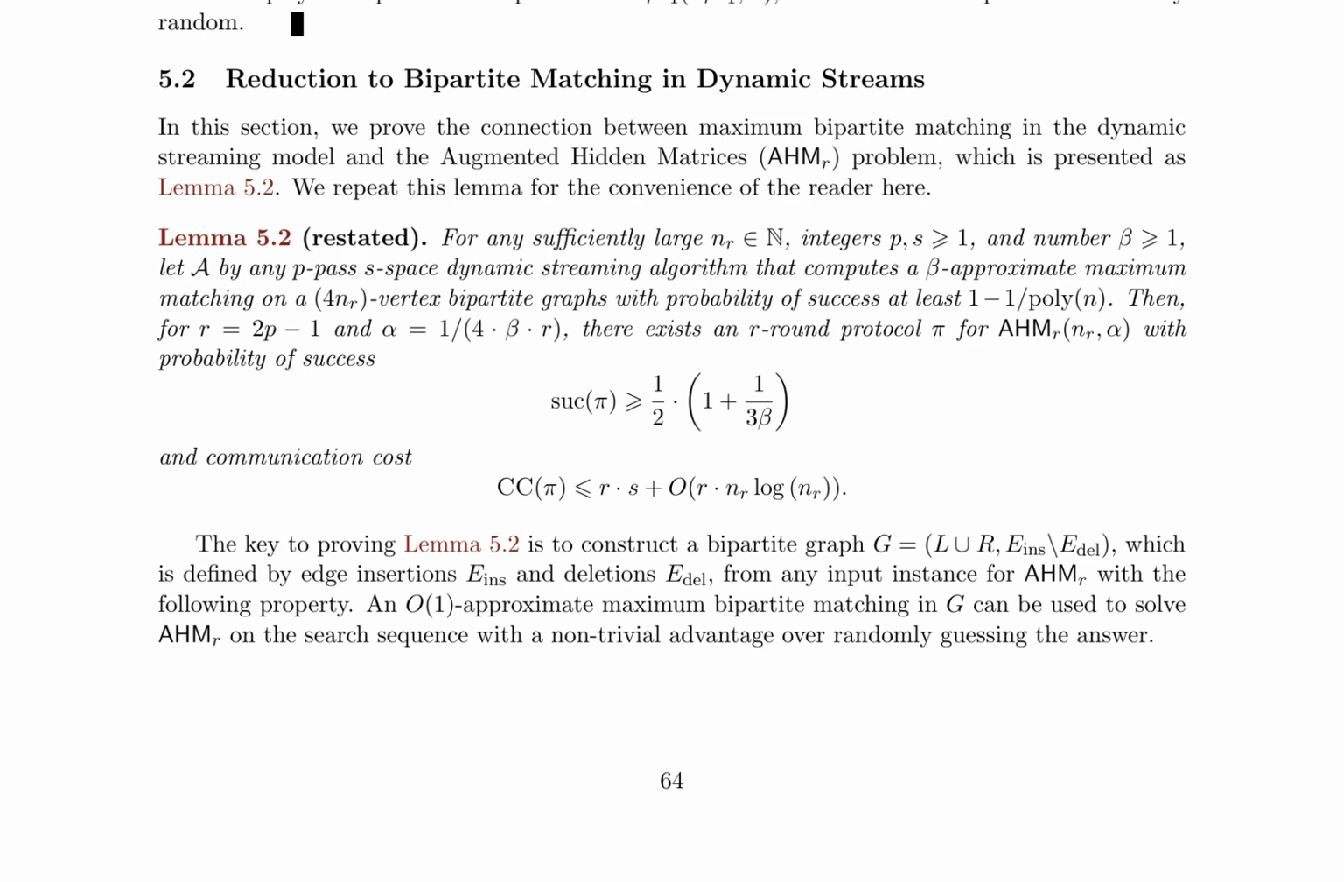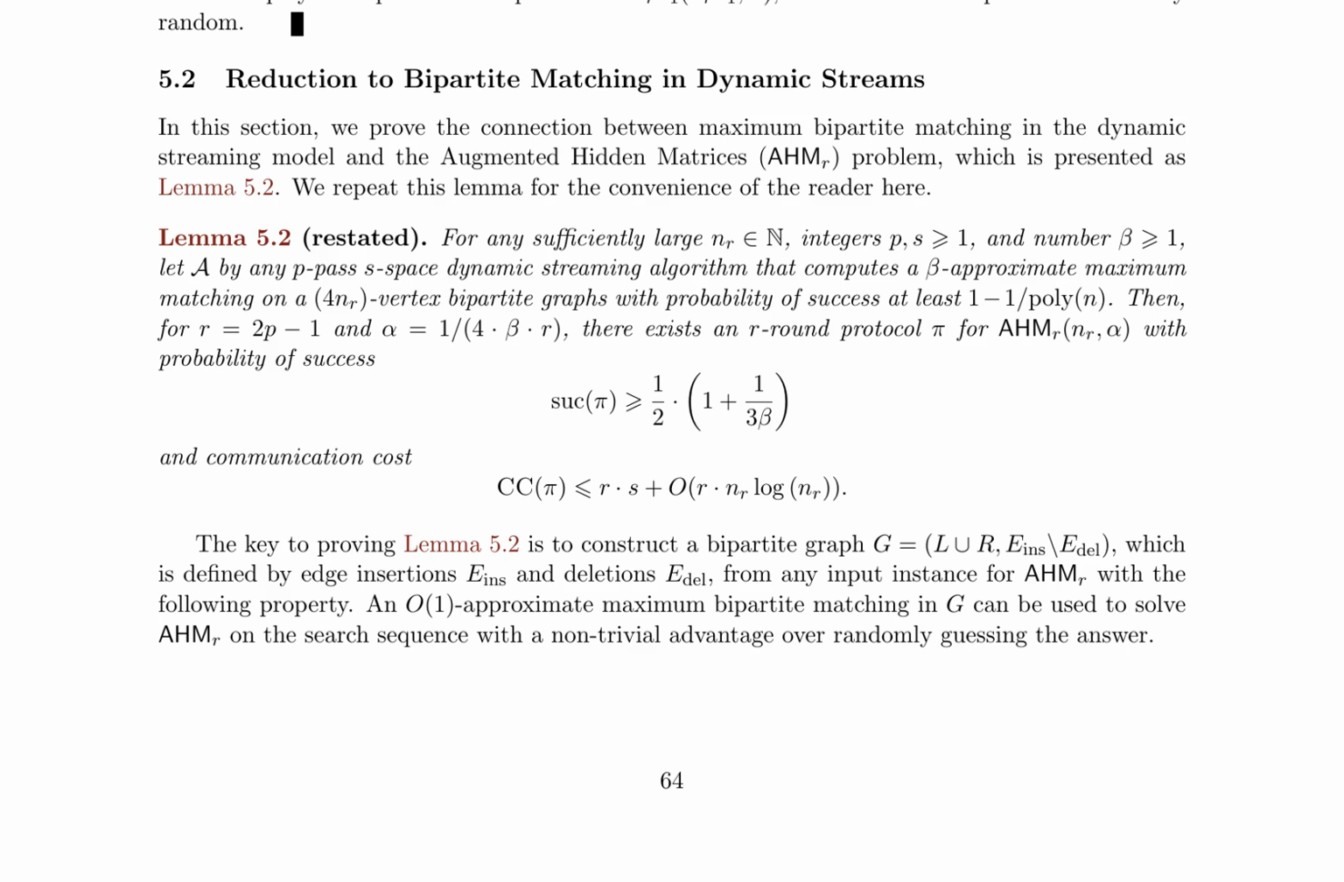The proof of lemma 5.2 involves constructing a protocol Π for AHM_R, N_R, alpha, with suc(Π) ≥ 1/2 plus 1/3 beta and communication cost CC(Π) less than or equal to RS plus O(R N_R log N_R). The construction of G and Π is crucial in establishing the connection between the two problems. The proof relies on technical details, including corollary 5.10, fact 8.5, and the averaging argument to obtain a deterministic protocol.